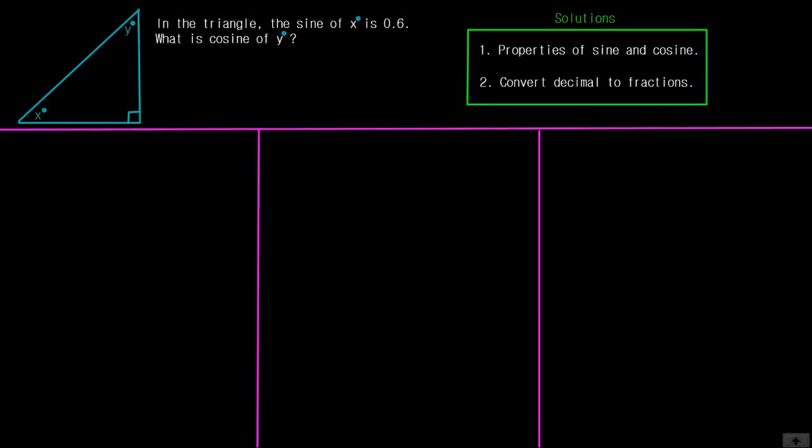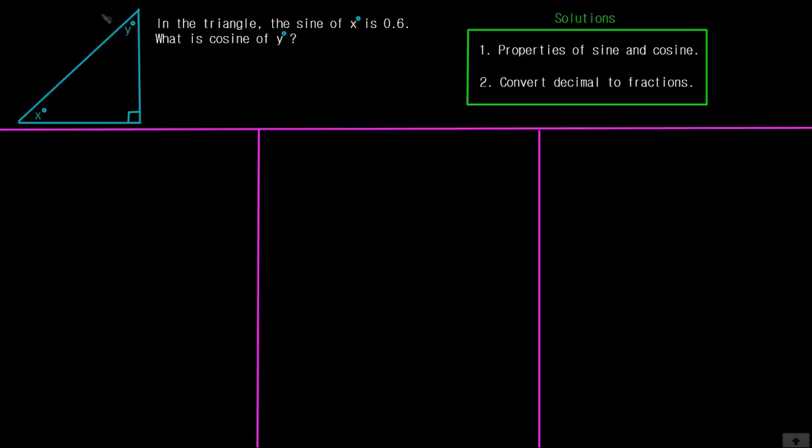So in this video, I want to talk about one of the sample example of SAT math problem. And the question is, in the triangle, the sine of x degrees is 0.6. And what is cosine of y degrees? There is x degrees and y degrees here.